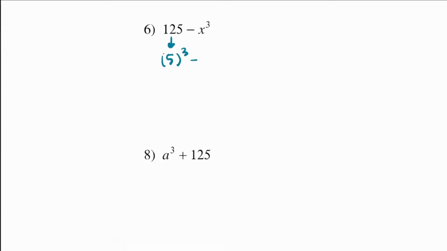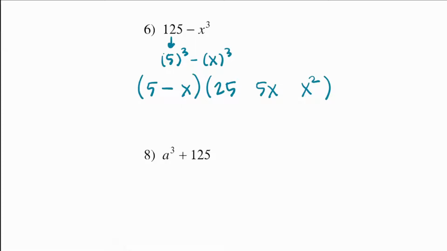Okay, 125 minus x cubed, that might be something we could look at as 5 to the 3 minus x to the 3. Okay, so just like before, it's just going to be first thing, second thing, first thing squared, product of the first thing and the second thing, second thing squared. And then it's same, opposite, always positive.